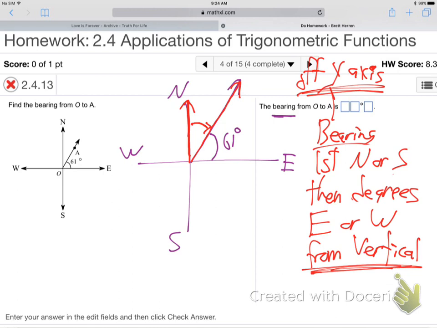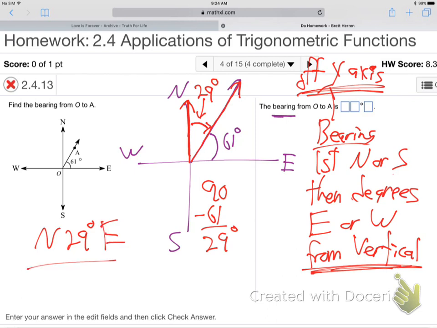So you'd say north, and then how many degrees is this right here? Yeah, because it's 90 minus 61, right? Because 90 degrees total would be 29 degrees. So the answer would be north, 29. Now that 29 degrees is towards what? The east or the west? Well, east. That's the answer. North, 29 degrees east. That's how you would say that bearing.